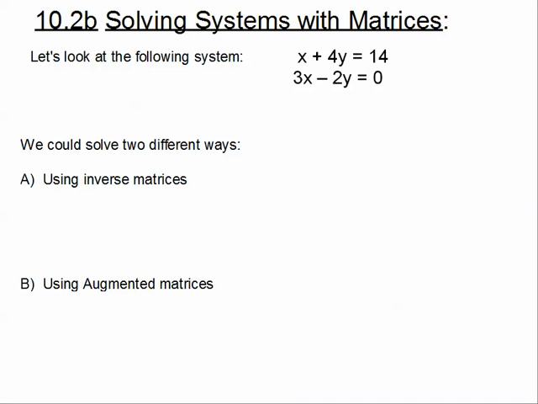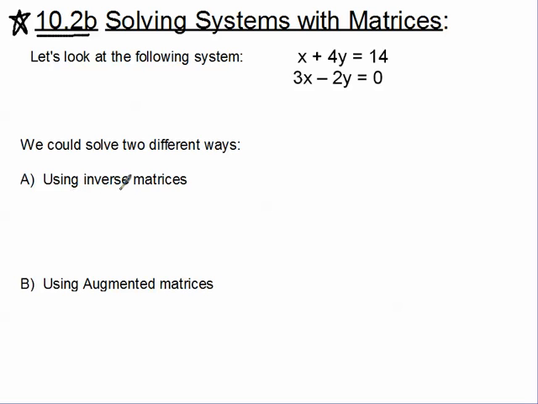So here we are in section 10.2b. And if we look at the following system, this is a 2 by 2. I call this a 2 by 2. It's two equations in two unknowns. It's all perfectly set up for both of our methods, meaning that the x's are underneath each other lined up, the y terms are lined up, the equal signs and these constants are lined up. We can solve this system using two different methods.